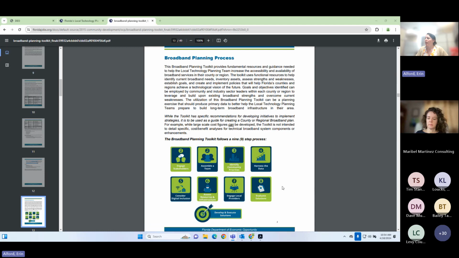And then right below here, it gives you again the 9-step process. The first one, engage with your stakeholders. Second one, assemble a team. Third one, identify community priorities. Fourth, harness the data. The fifth one, consider digital inclusion. Six, assess the resources and infrastructure in your area. Seven, engage with local providers. And then eight, evaluate these kinds of solutions.